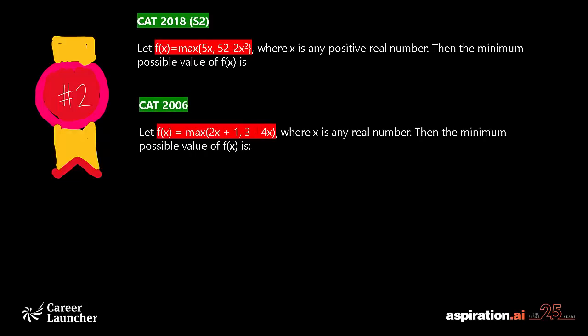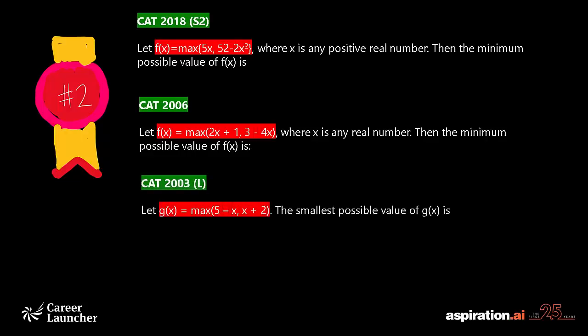Let f of x equal the maximum of two functions, 2x plus 1 and 3 minus 4x, where x is any real number. Then the minimum possible value of f of x is... Let's go back to 2003, the leaked paper. Let g of x equal the maximum of 5 minus x and x plus 2. The smallest possible value of g of x is... You see, all these questions are similar and have the same fundamental concept being tested.